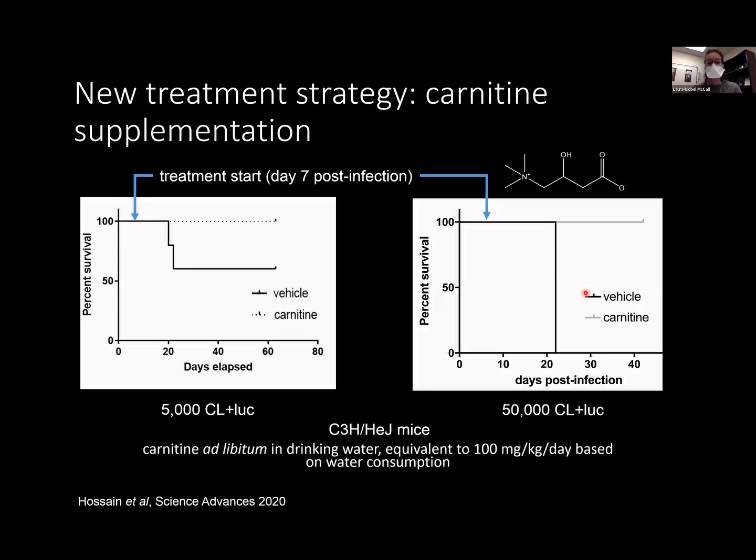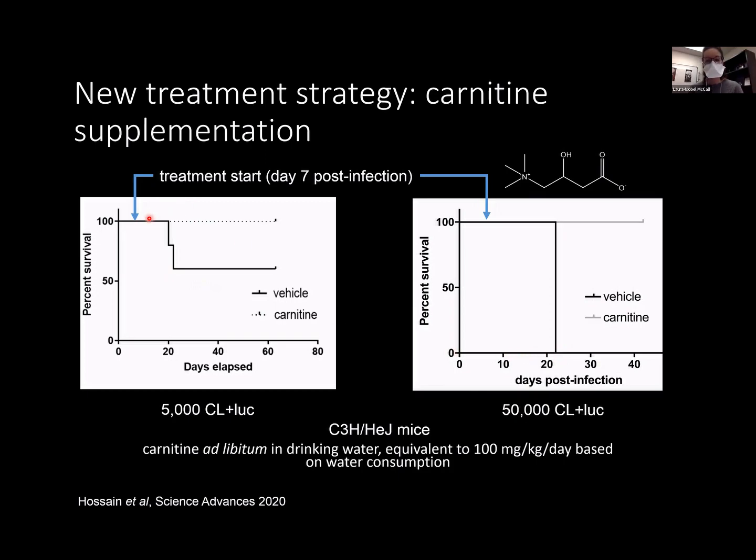We're also interested in directly targeting metabolism as a treatment for Chagas disease. Since we had so many changes in acylcarnitines, we decided to investigate using carnitine itself as a treatment regimen. Here we have 2 different infection conditions. This one with 5,000 parasites leads to about 50% mortality by 3 weeks post-infection. And this one with 50,000 parasites leads to 100% mortality in our control group at 3 weeks post-infection.